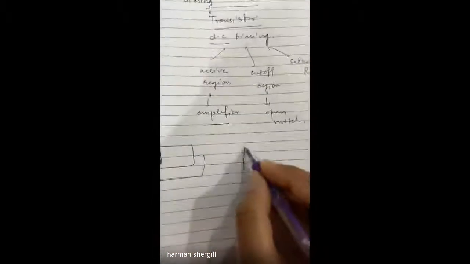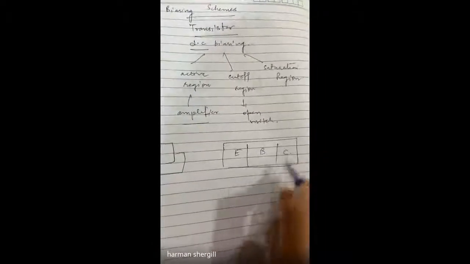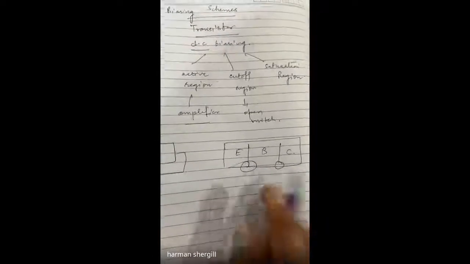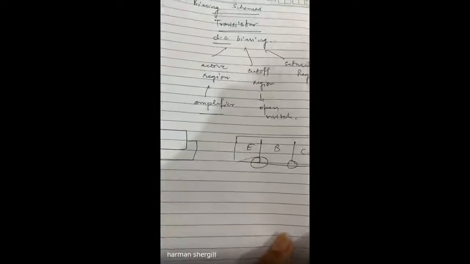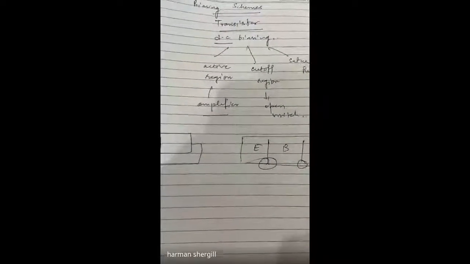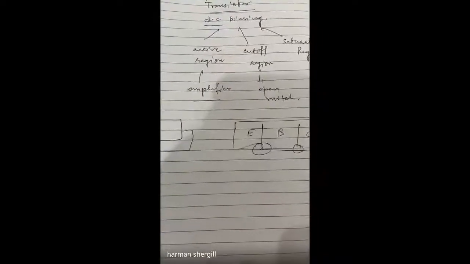But in case of transistor, we have two junctions. Like it is emitter, base, and collector. Here we have one junction. So as we have two junctions, we need two power supplies in case of transistor. So this process of connecting DC power supplies is called the biasing of a transistor.